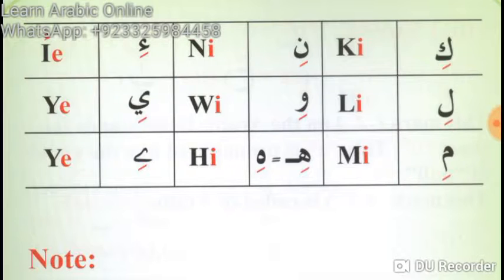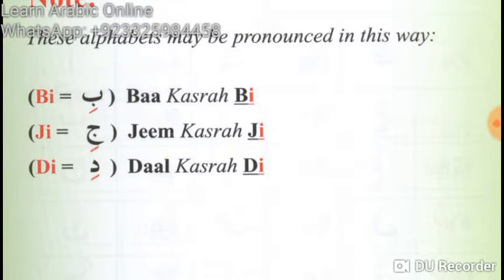Ki, li, mi. Read again directly. Ki, li, mi, ni, wi, hi, i, yi. Okay, good. Now you have learned the second short vowel of Arabic.